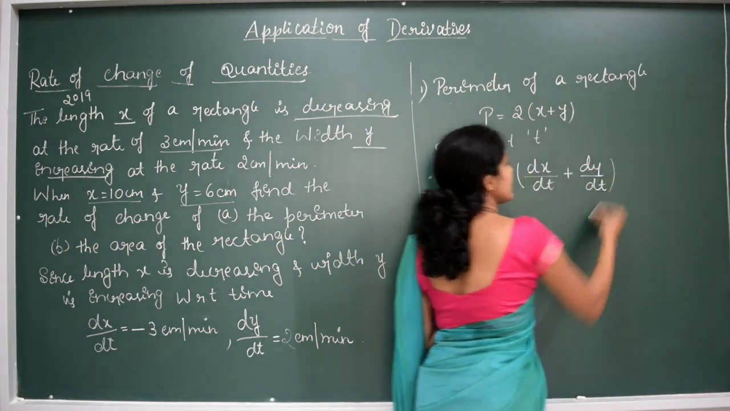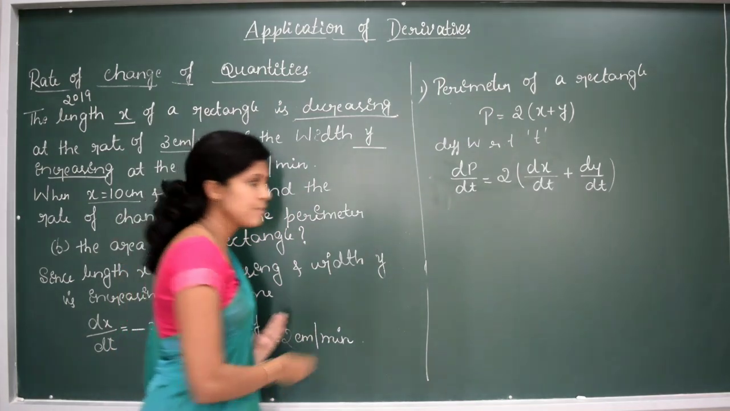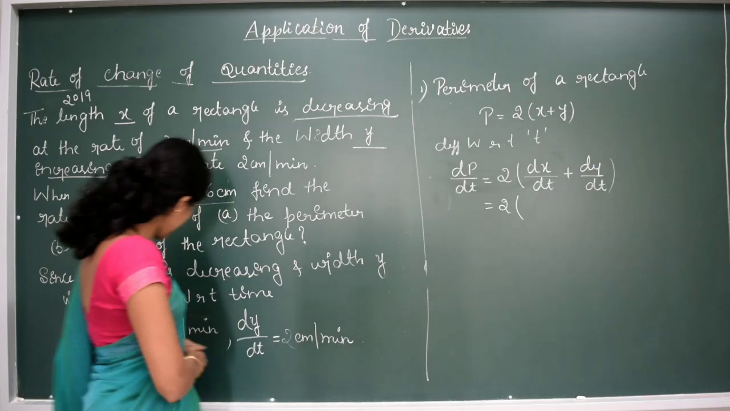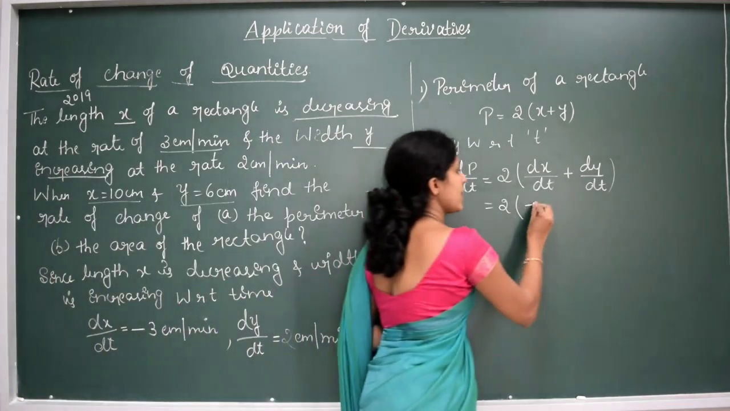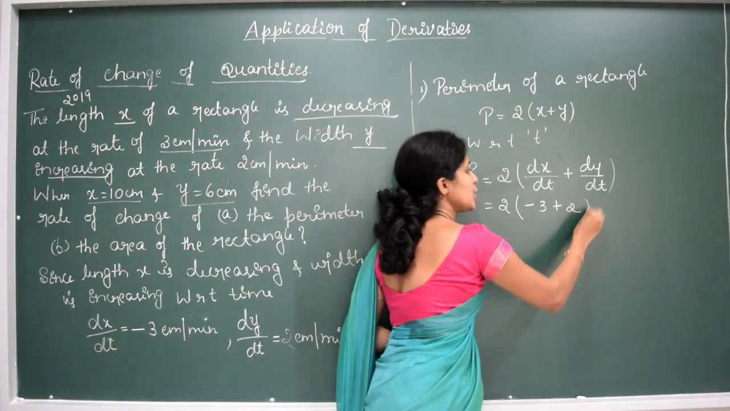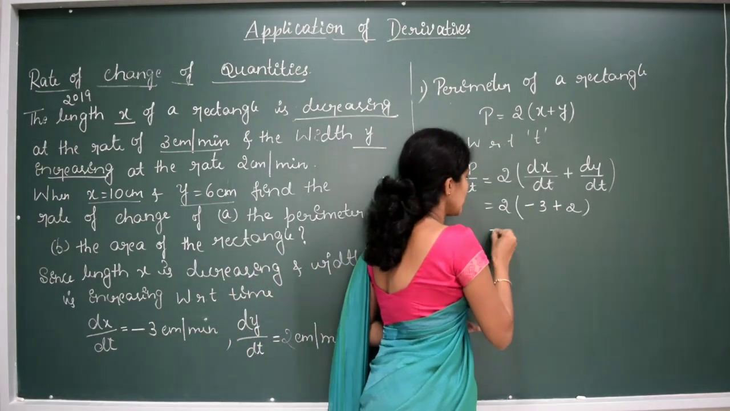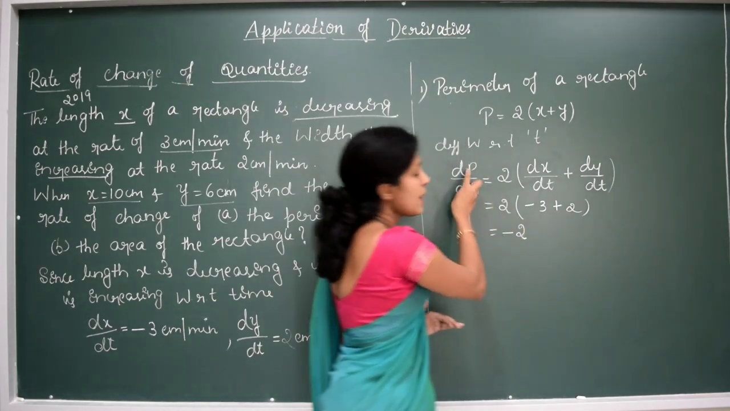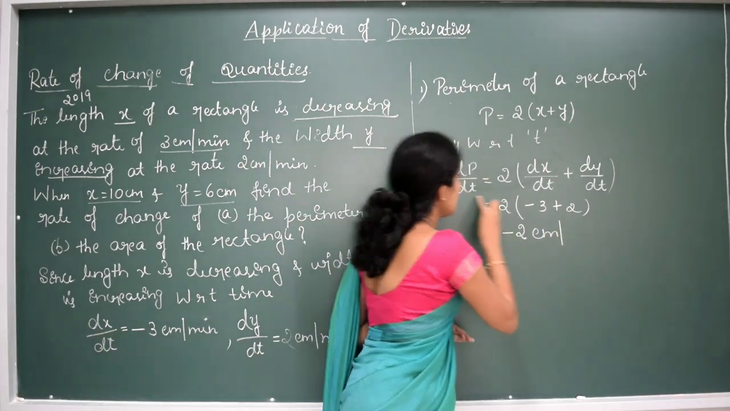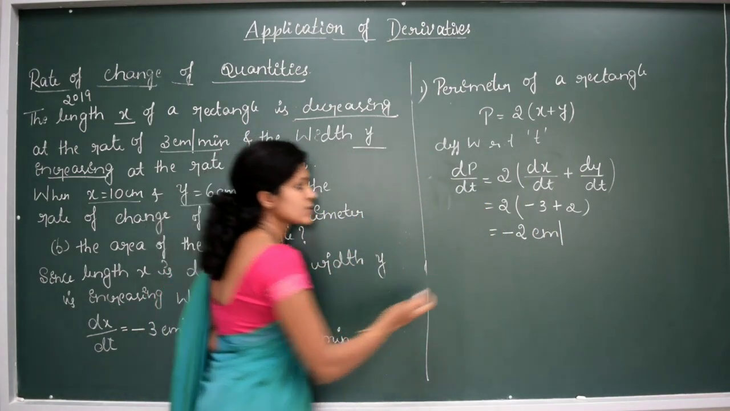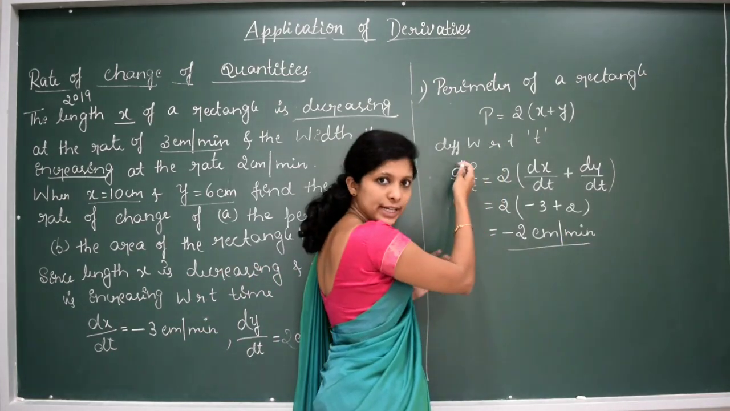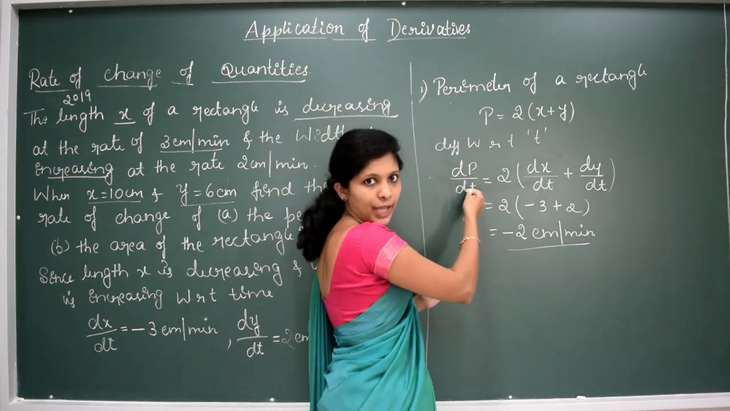Anyway, we have the value of dx by dt and dy by dt. We'll substitute here. So this is now 2 into dx by dt, which is minus 3, plus dy by dt, which is plus 2. So this is equal to 2 into minus 3 plus 2, that is minus 1 into 2 is minus 2. Minus 2 is the rate of change of perimeter with respect to time. So obviously it will be centimeter per minute, since time is given in minutes. Is it clear? So the perimeter of the rectangle is decreasing with respect to the time t.